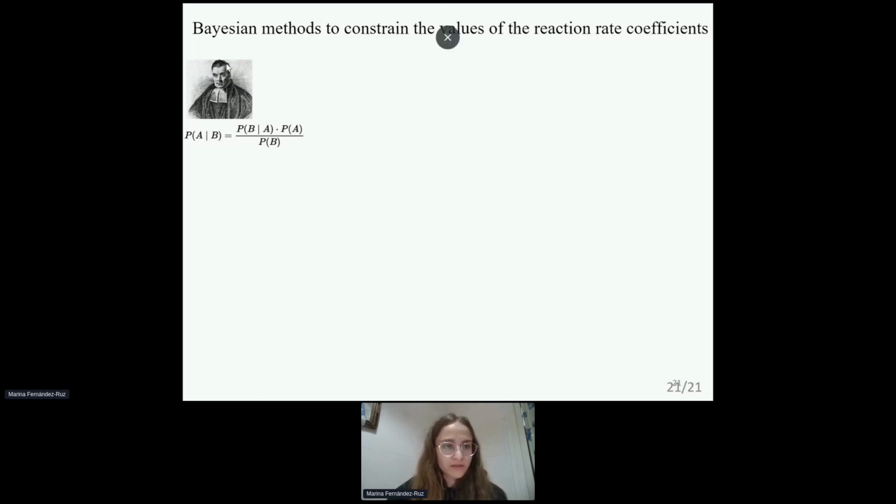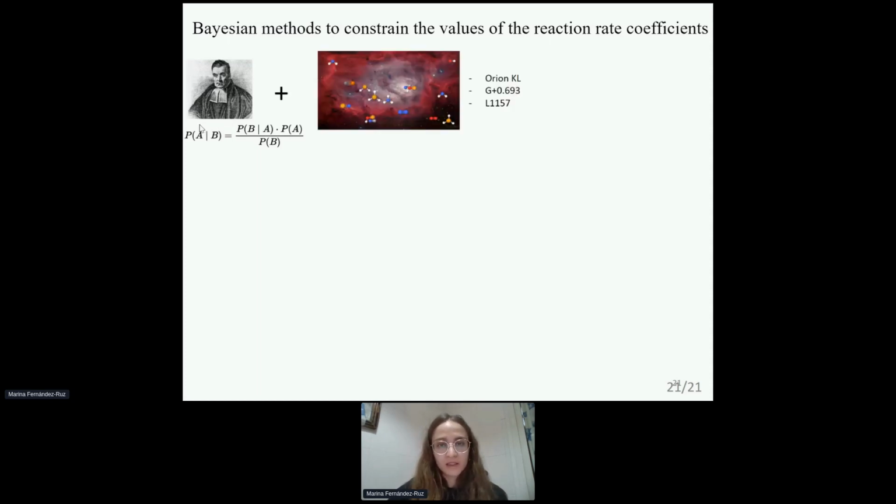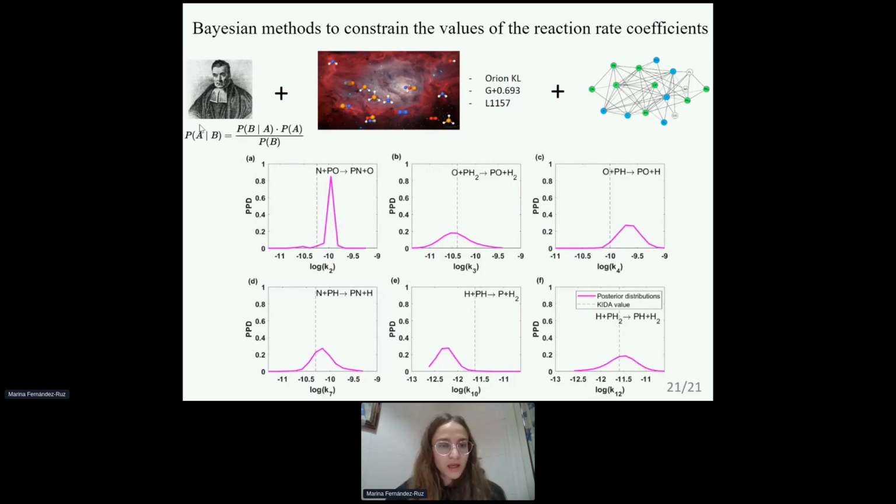So here we have Thomas Bayes with his famous theorem, and I combine it with observational results from these astronomical sources that are well known in astronomy. So these are observational data and our model. Combining these three things, we can obtain the so-called posterior probability distributions. If you are not very familiar with Bayesian methods, you can ask me in the chat, because I'm going to explain just briefly this one.